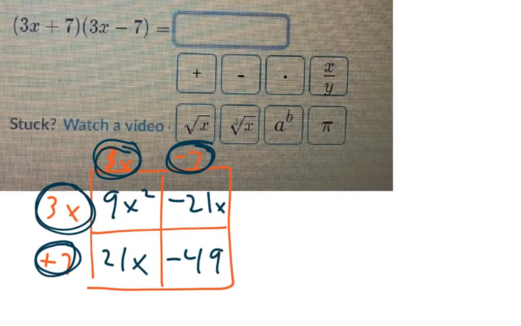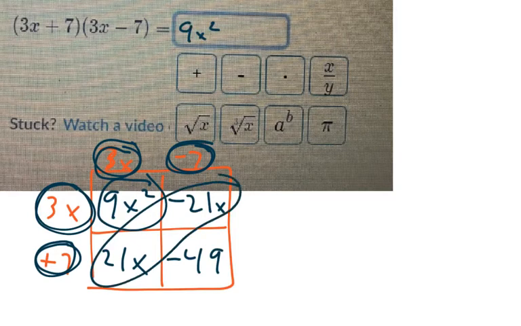So, assuming they want it in standard form, that's always a good assumption, we're going to do 9x squared. Notice the minus 21x and 21x make 0. So the only thing left is minus 49. We click check and we get it right.